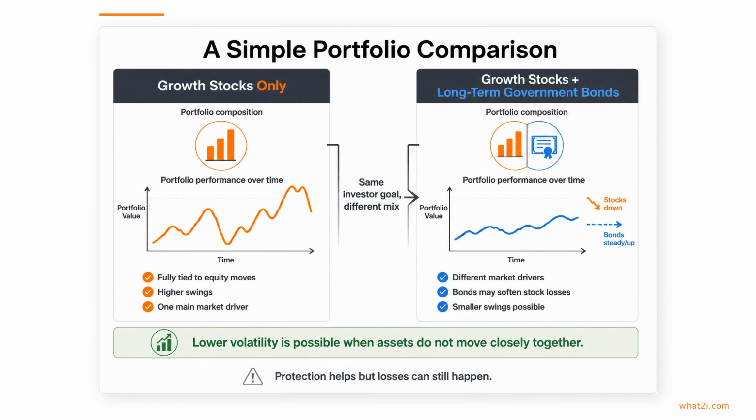A portfolio made up only of growth stocks rises and falls with the stock market, so its swings can be larger. When you combine growth stocks with long-term government bonds, you add assets that often respond to different market forces, which can make the overall path smoother. Bonds may help soften losses when stocks are weak, but they do not guarantee protection or prevent losses entirely.